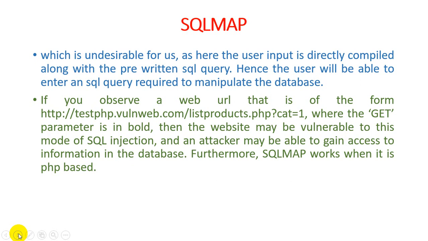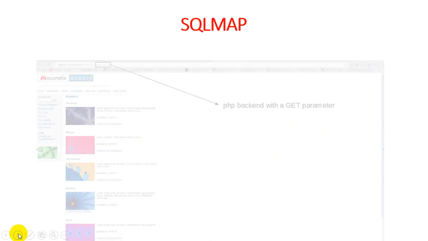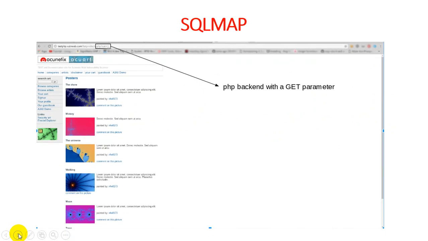Furthermore, SQL injection works when it is PHP based. So if you are a PHP developer, then you must remember many things to prevent all the SQL injections. Let's take an example: if you find this kind of URL, then it is a PHP backend with the GET parameter, meaning we can find all the data items from this particular category 1.